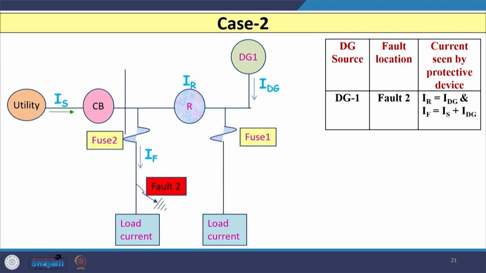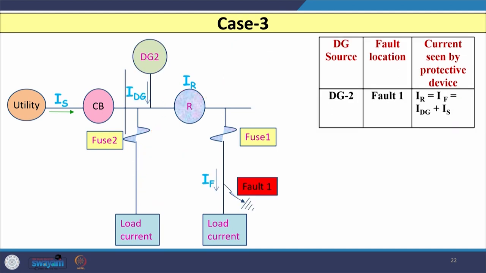Similarly, for the second case where we consider DG1 and a fault at the second lateral, the current through the recloser is the current that flows from the DG1, so IDG, and the current that flows through the fuse is again the current available from the utility, IS, and the current from the DG, that is IDG.